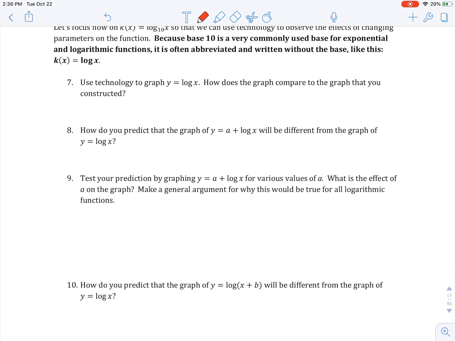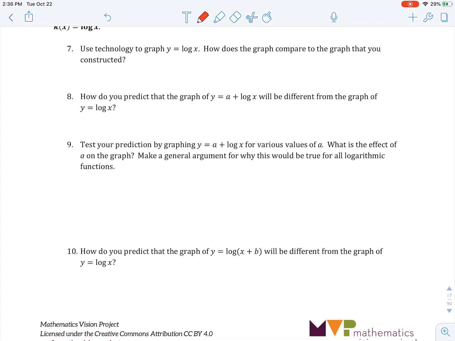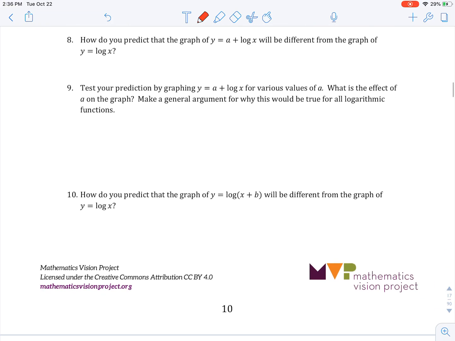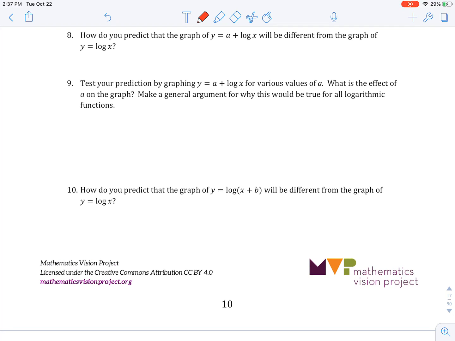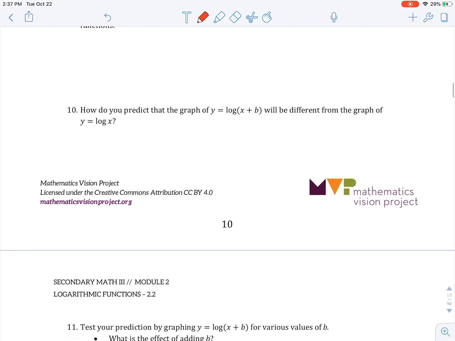And then you might pause it here and get yourself an answer to that. Number 8, how do you predict the graph of a plus log x will look? Okay, so this time something is being added to it. Go ahead and take a guess as to what you think that might be. Number 9, test your prediction by graphing that for various values of a. What is the effect of a on the graph? Make a general argument for why this would be true for all logarithmic functions.